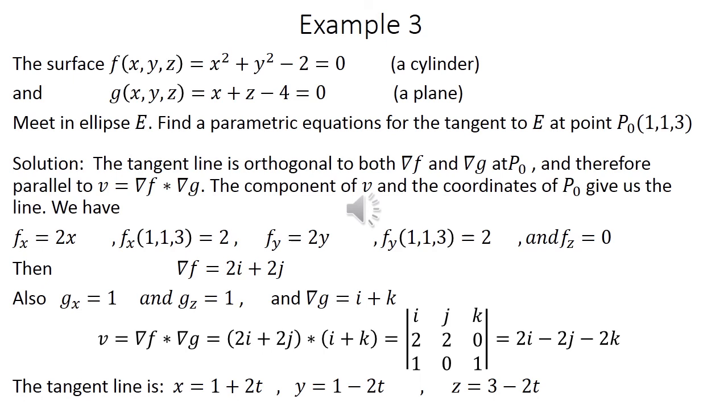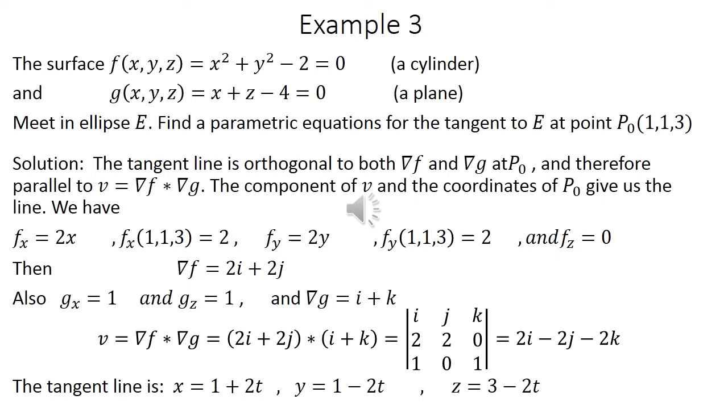Suppose these two surfaces meet in the ellipse E. Find the parametric equation for the tangent to E at the point P naught 1, 1, 3. Solution. The tangent line is orthogonal to both gradient f and gradient g at P naught, and therefore it's parallel to the vector v, which is gradient f times gradient g. The components of the vector v and the coordinates of P naught give us the line.